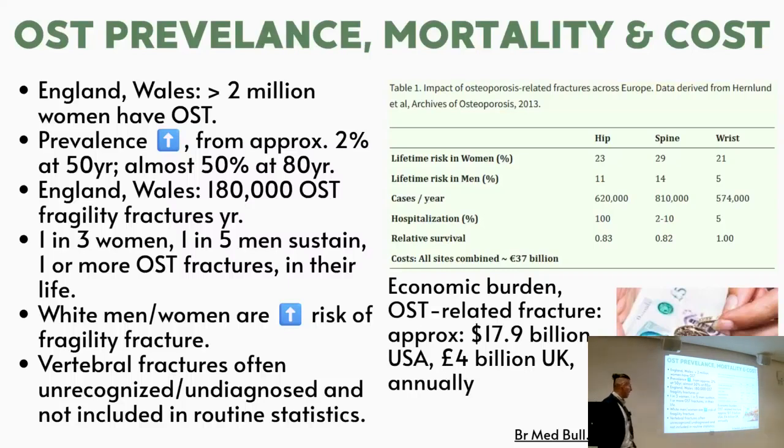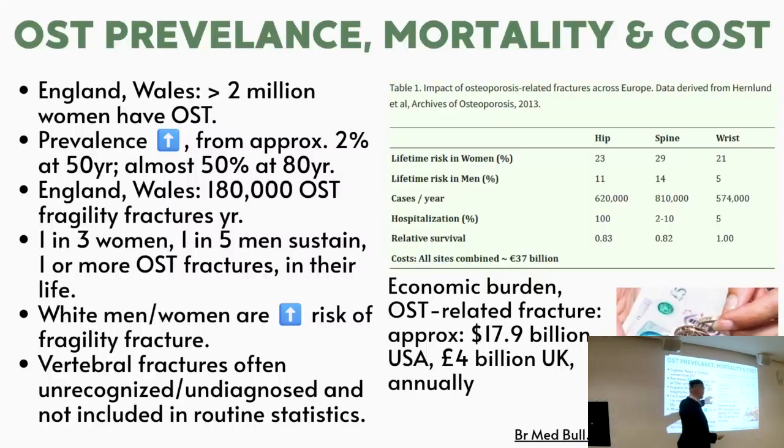White men and women have got an increased chance of fracture compared to other ethnicities. So black Caribbean, black British, are more likely to obtain higher peak bone mineral density. Curiously, because of their skin colour, they've got a reduced ability to absorb vitamin D from sunlight. Vertebral fractures are interesting because they're harder to detect.